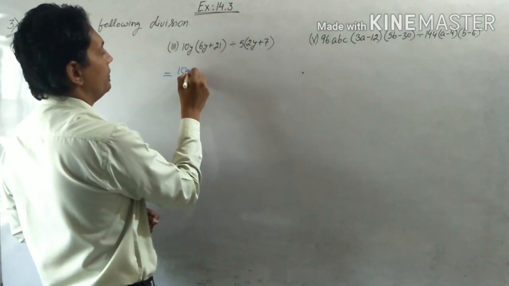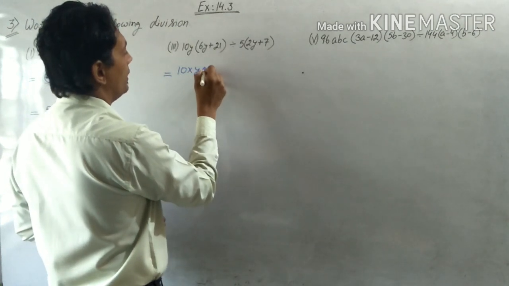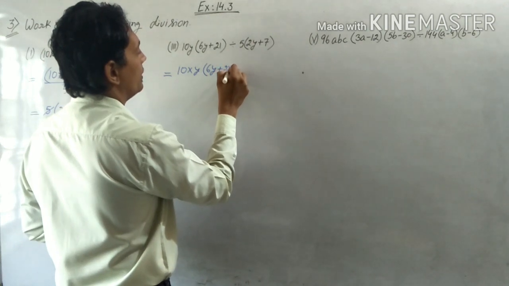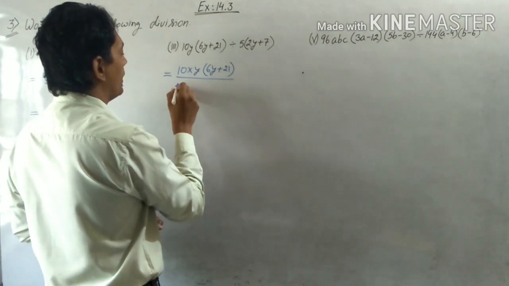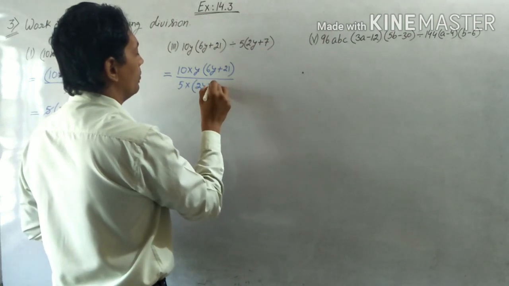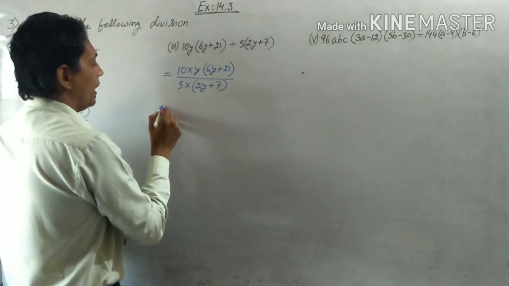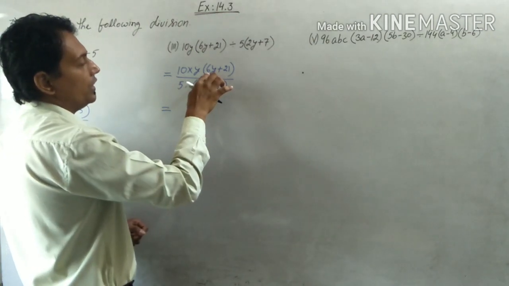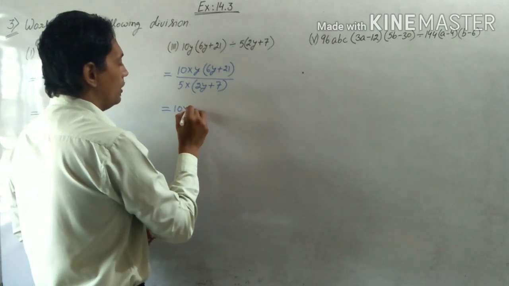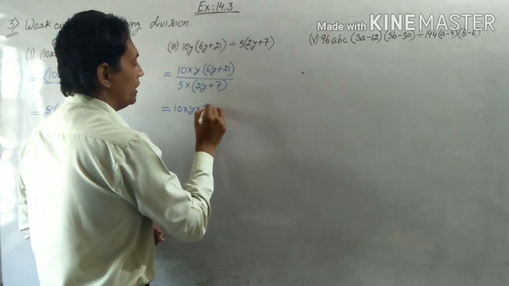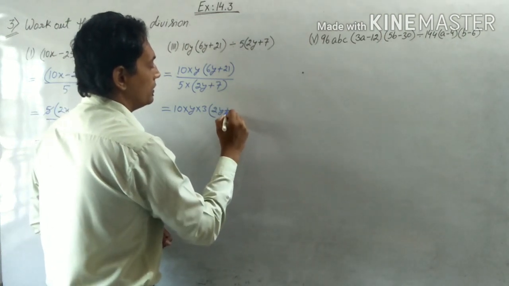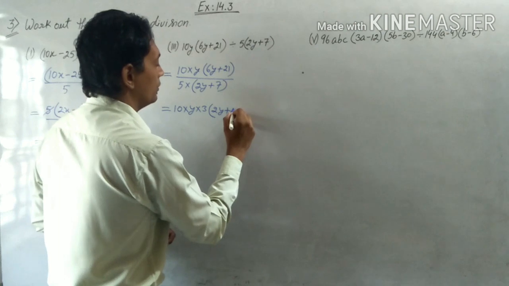This can be written as 10 into y into 6y plus 21, whole thing divided by 5 into 2y plus 7. Again we can take 3 common from the bracket. So 10 into y into 3, and in the bracket it's remaining 2y plus 7.